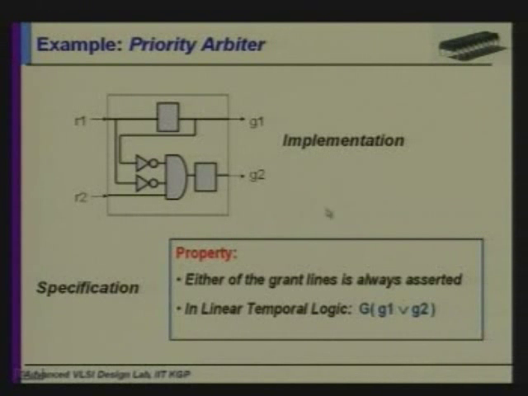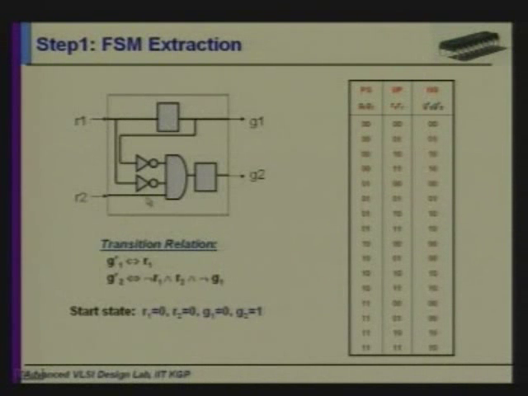Now think of this priority arbiter. Suppose we have a linear temporal logic property, like globally G1 or G2 is true. First we make a transition relation from this state machine, from this implementation, that is G1 dash is implied by and implies R1, and G2 dash is implied if R1 is low and R2 is high and not G1, then in the next state G2 will be high. So this dash denotes the value at the next state.